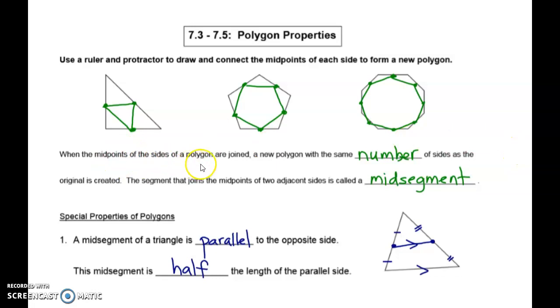So, when the midpoints of the sides of a polygon are joined, a new polygon with the same number of sides as the original is created. The segment that joins the midpoints of 2 adjacent sides is called a midsegment. So this line here connecting midpoint to midpoint, that's called a midsegment. This line here that's connecting this midpoint to this midpoint, that's a midsegment. There's another midsegment. There's another midsegment, etc.